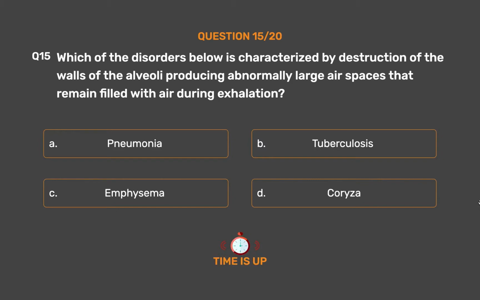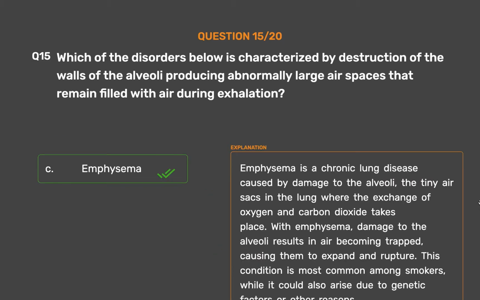The correct answer is option C. Emphysema. Emphysema is a chronic lung disease caused by damage to the alveoli, the tiny air sacs in the lung where the exchange of oxygen and carbon dioxide takes place. With emphysema, damage to the alveoli results in air becoming trapped, causing them to expand and rupture. This condition is most common among smokers, while it could also arise due to genetic factors or other reasons.